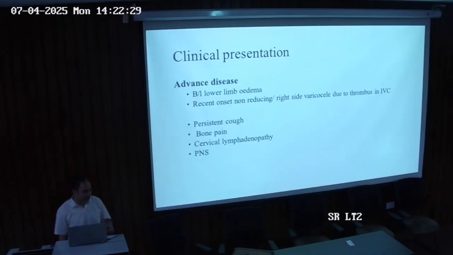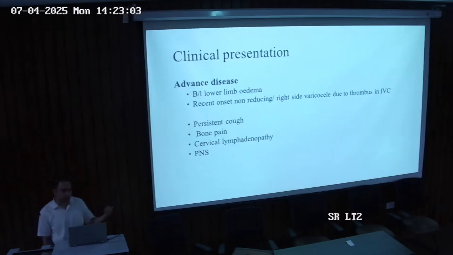The other thing is that the sigmoid colon compresses the renal vein. So that's why it is more common on the left side. If a right side varicocele is there, then something is happening in the IVC, because when IVC obstruction is there, a right side varicocele will occur. So if a patient has right side varicocele, or bilateral varicocele, then we have to do screening with ultrasound to rule out any IVC thrombus.